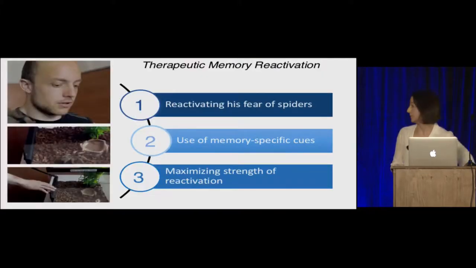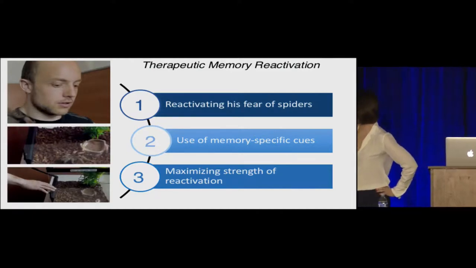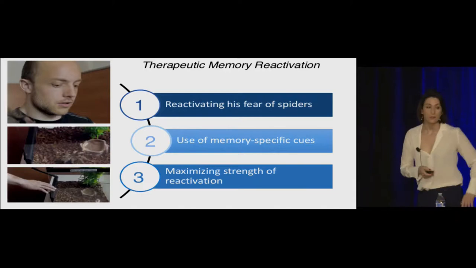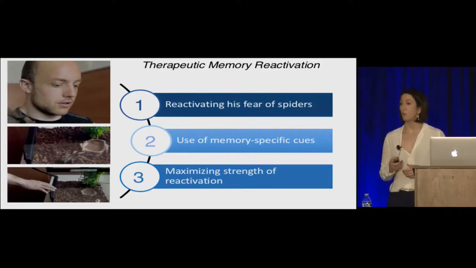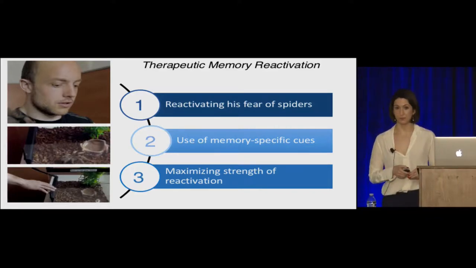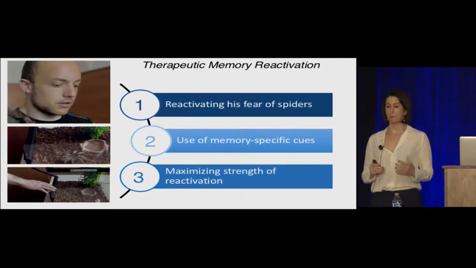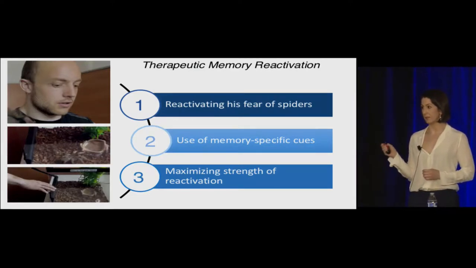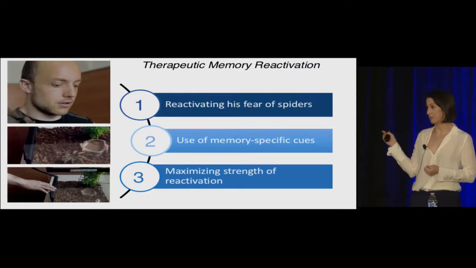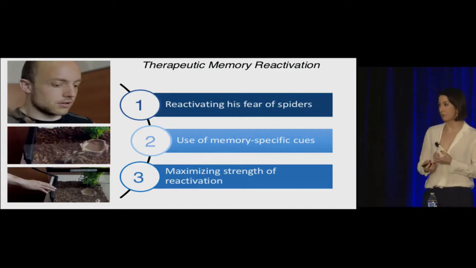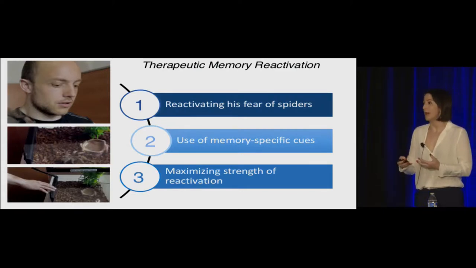So what are the components? The reactivation of his fear, very effectively. The use of memory-specific cues. So look at the spider. What do you think will happen, is what she said. That's really important because it's not the emotions that are actually driving this pathological memory. Over time, it's the thoughts that the emotions are related to. The emotions are epiphenomena. She's trying to find his core belief, that core schema, what will happen if you actually interact with the spider.